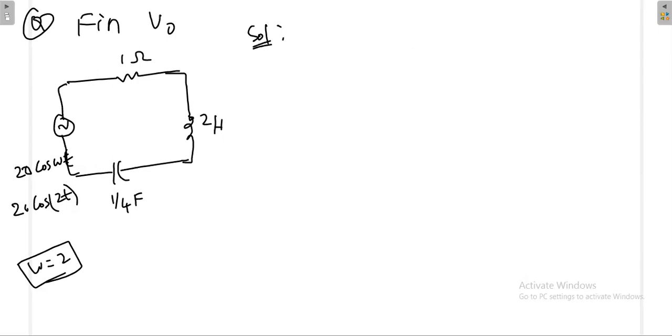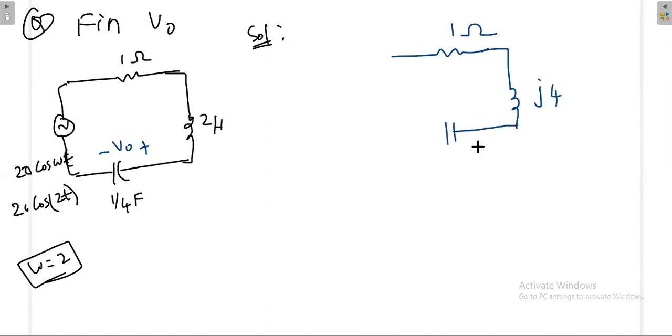Okay, what is the impedance? Here it is 1 ohm. So finally what we have to find? We have to find out the voltage here, the voltage across the capacitor. Now this is 1 ohm. This is j omega L. Omega is 2, 2 into 2 is 4, then j4. This is 1 by omega C. Omega is 2, this is 1 by 4, so 2 will go up. Then this is minus j2. Then again the voltage source is 20 cos 2t.